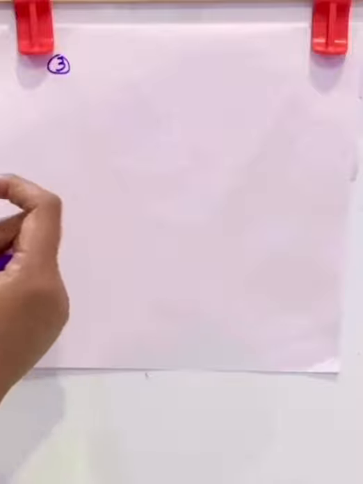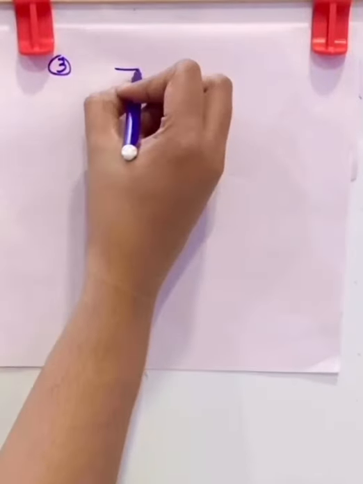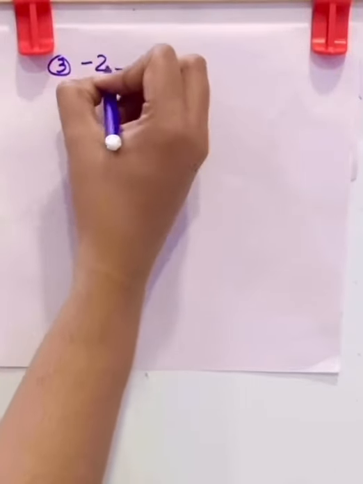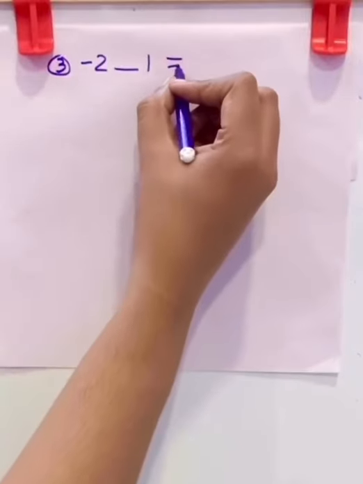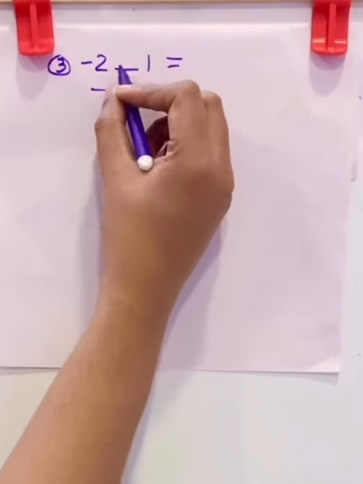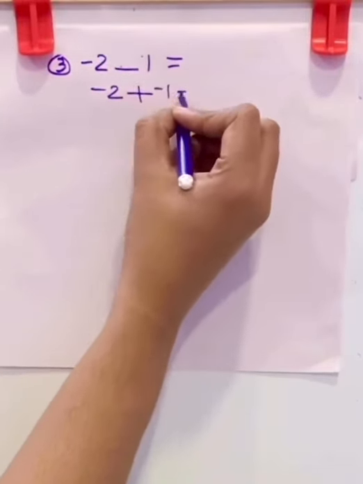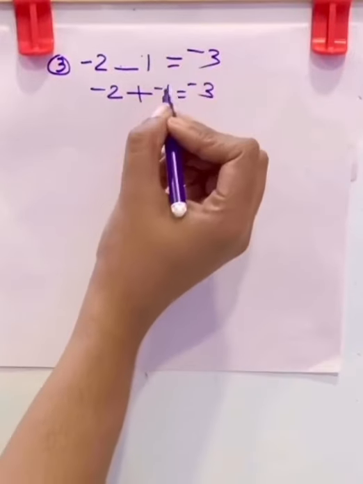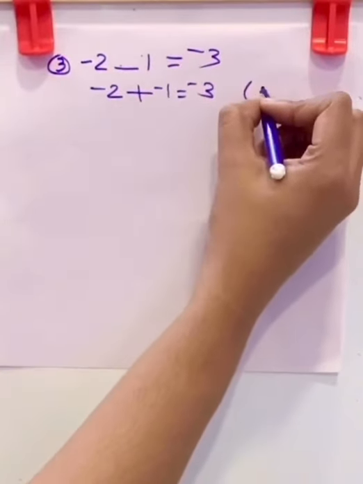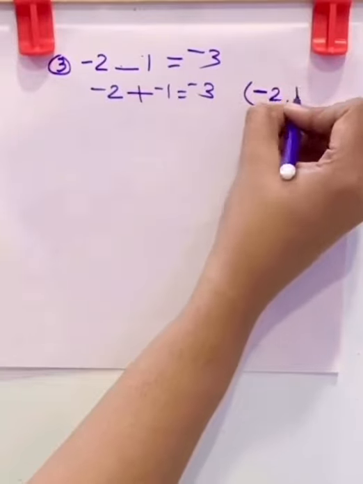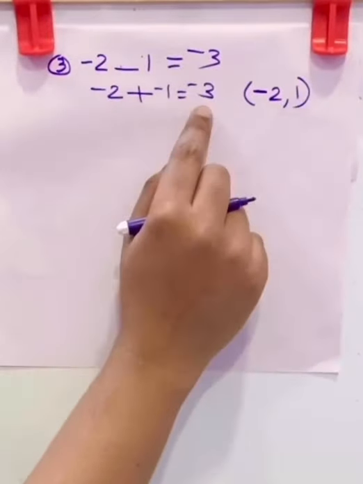A negative integer and a positive integer whose difference is -3. The difference will be -2 minus 1, this becomes plus, and this is -1. So -3. Yes, it is negative 3. So the integers are negative 2 and 1. Their difference is negative 3.